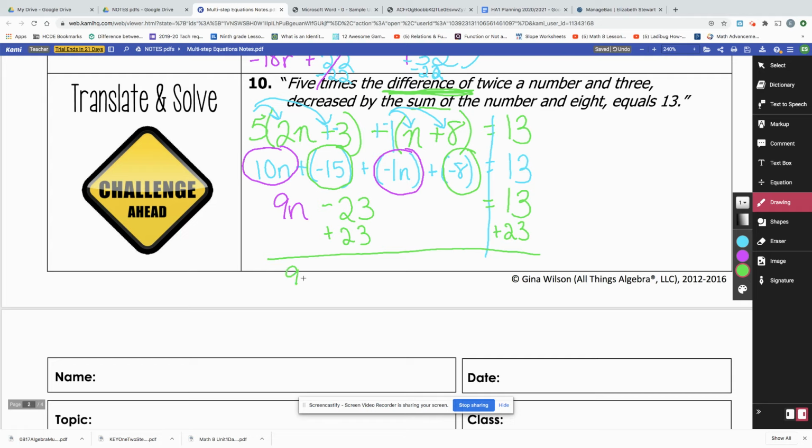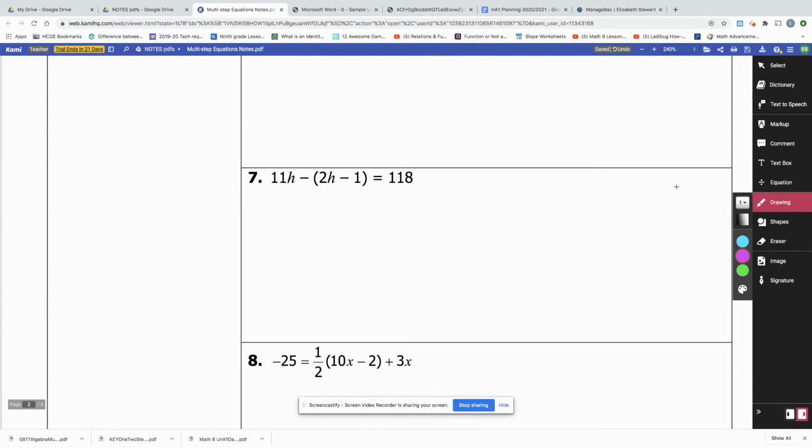And then I have 9 times n is equal to 36. This is nice because the number is going to be a whole number. Since it's multiplication, I need to do the inverse, which is division. So 9 divided by 9 will leave me just with that 1n. And 36 divided by 9 will result in 4. So n equals 4. Okay, so those were solving multi-step equations.